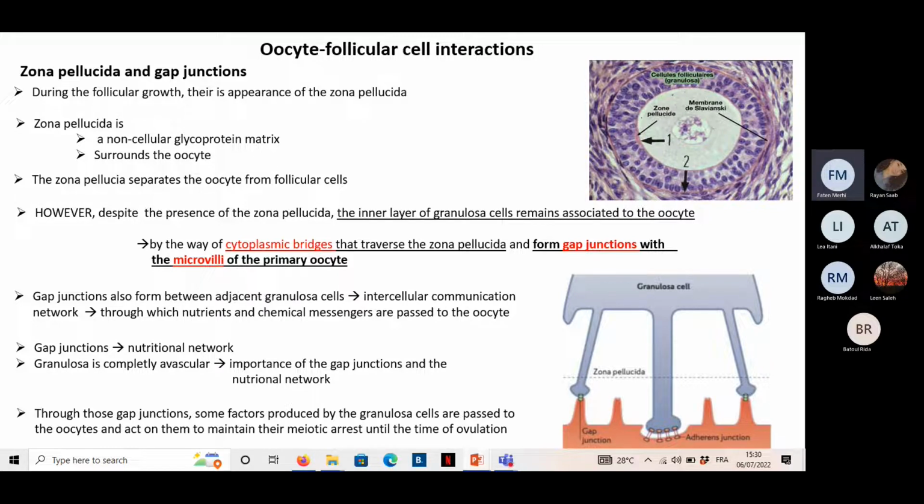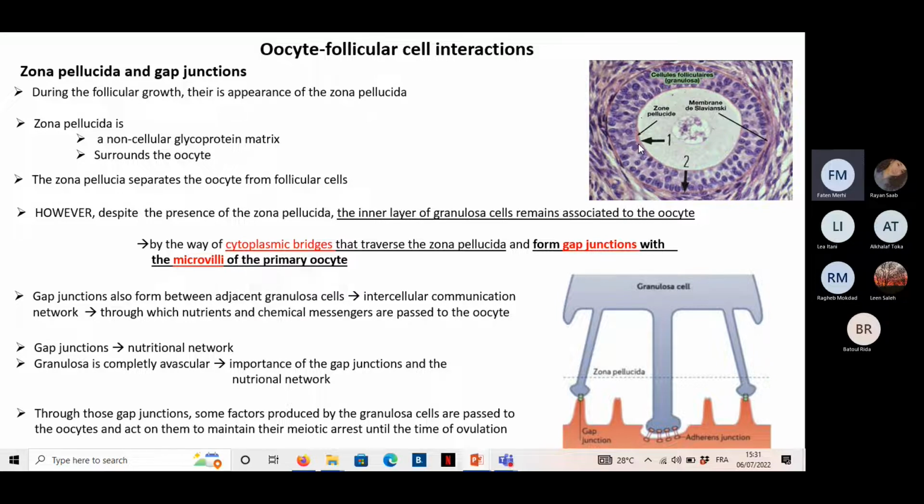How do they make this? How can they be connected? In fact, the granulosa cells emit cytoplasmic extensions. And the surface of the oocyte has microvilli. So they are connected by gap junctions at the level of those microvilli and the cytoplasmic extensions of the granulosa cells. So we always have cytoplasmic extensions of the inner layer of the granulosa cells.